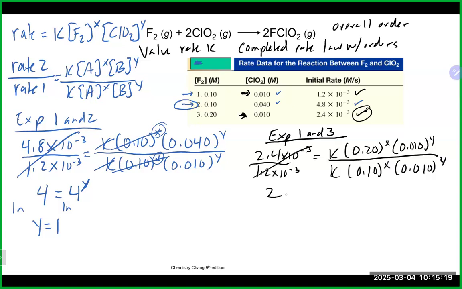Dividing out gives me 2. Once again, these are going to cancel. That's going to equal 2 to the X. And again, these are going to cancel as well. And here we get X is equal to 1 in this case.